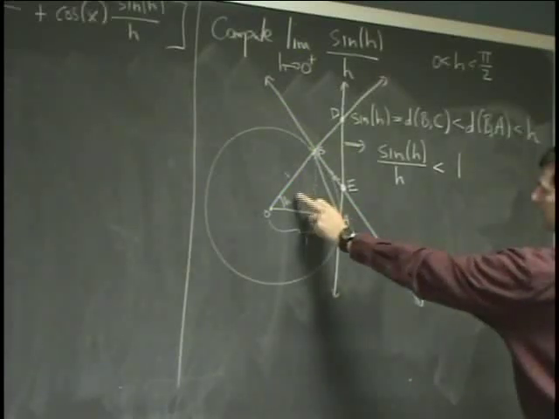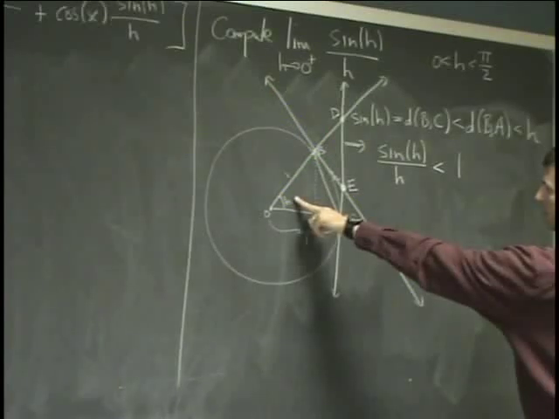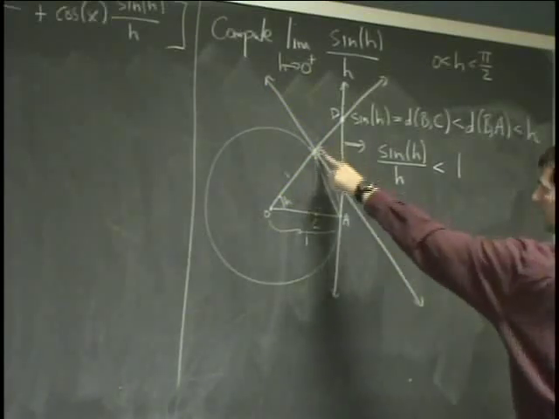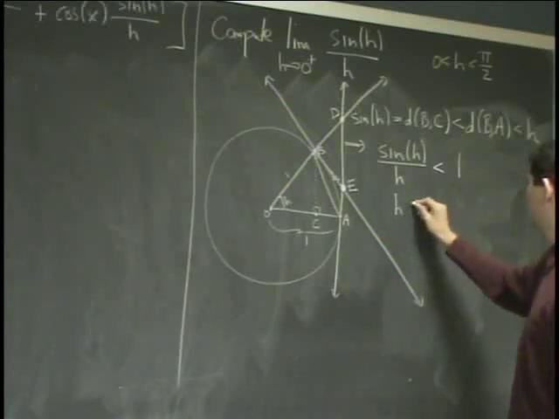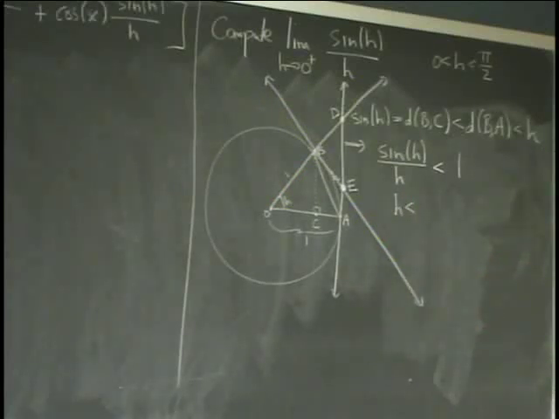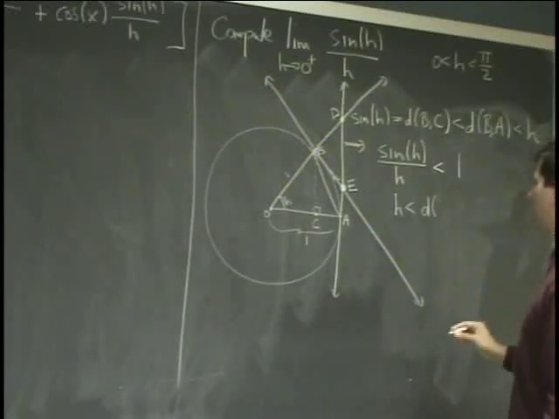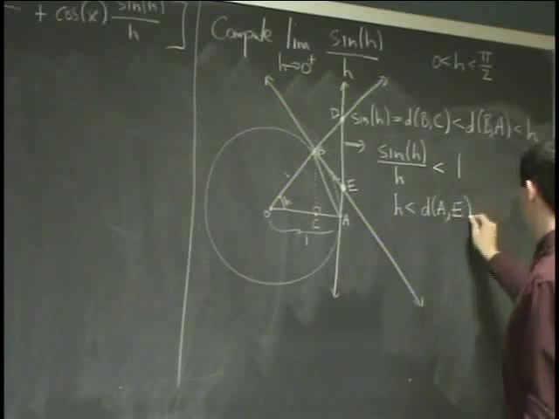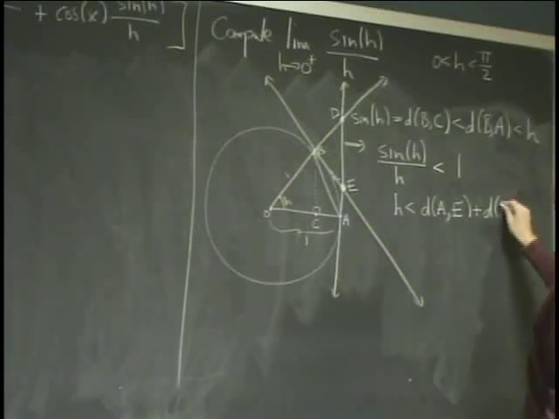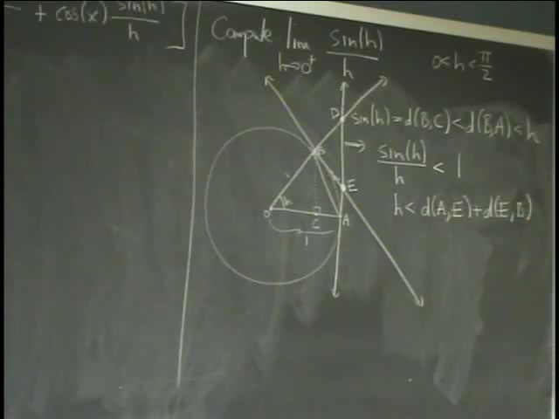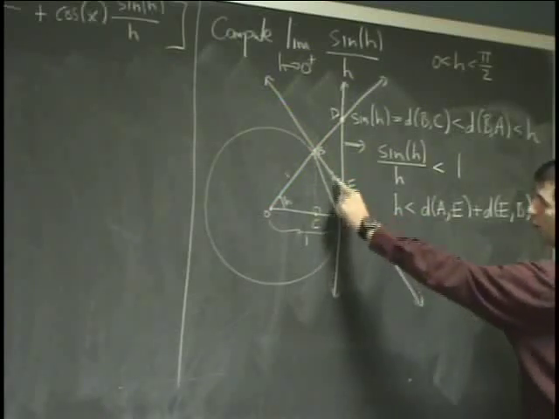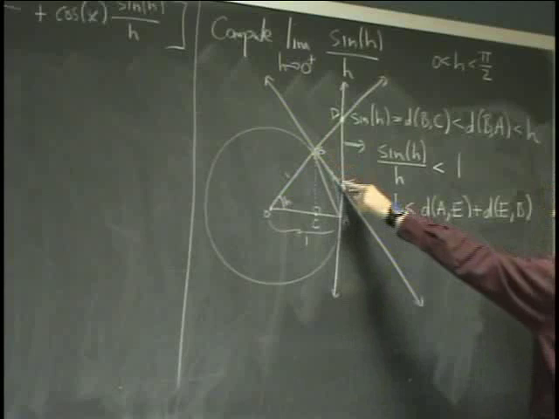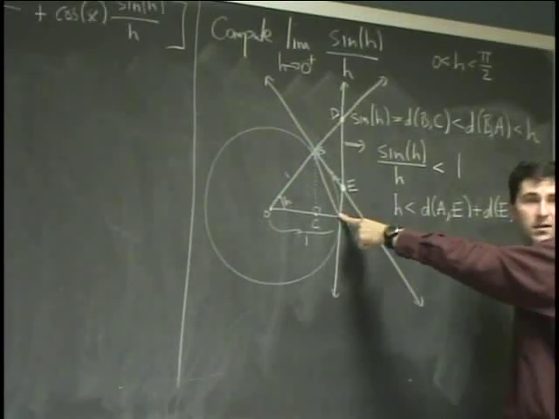So let's again look at this h, which of course we know is also the distance from B to A. All right, so I claim here that h is less than the distance from A to E plus the distance from E to B. So if I'm going from B to A via this arc, that's shorter than if I go to E first and then down to A.